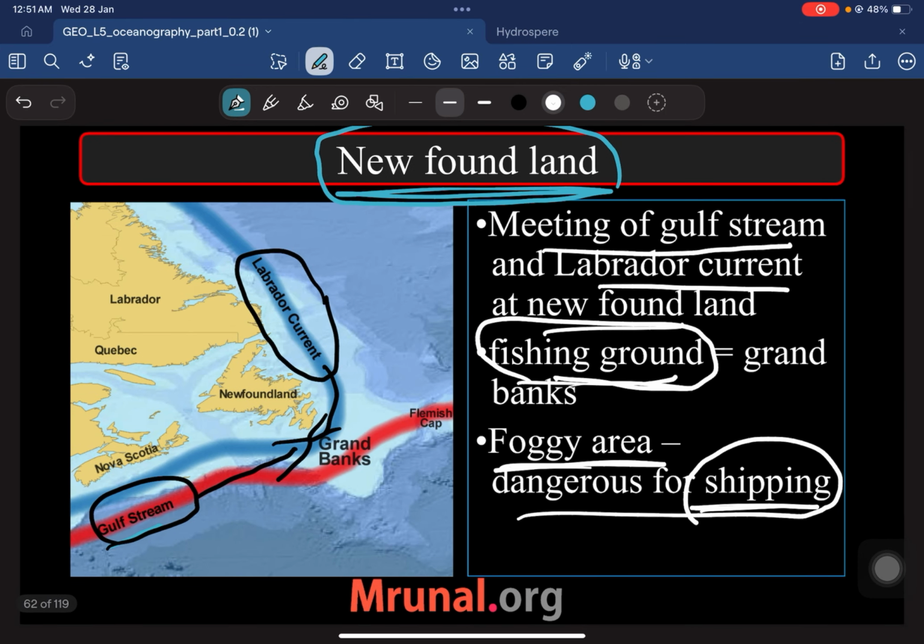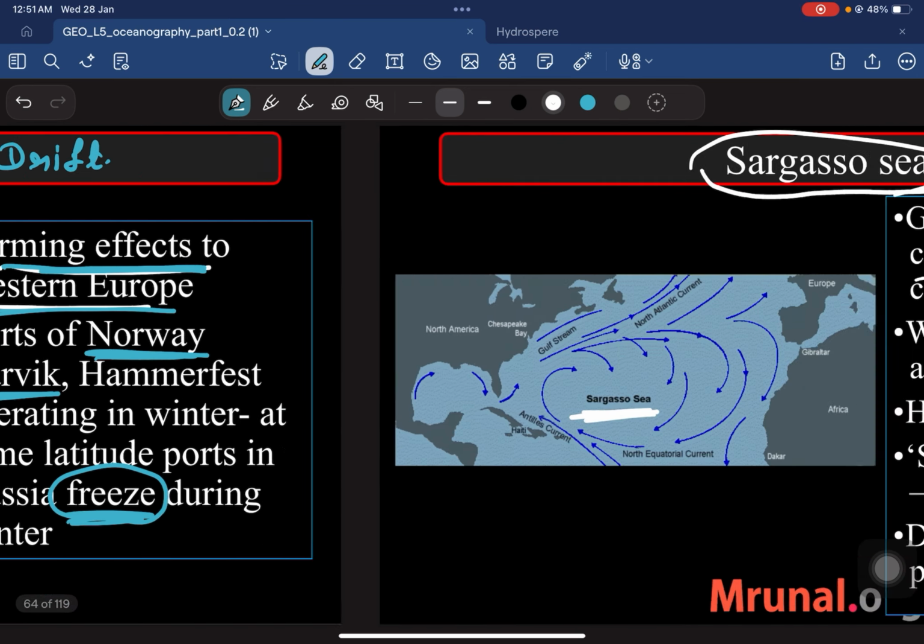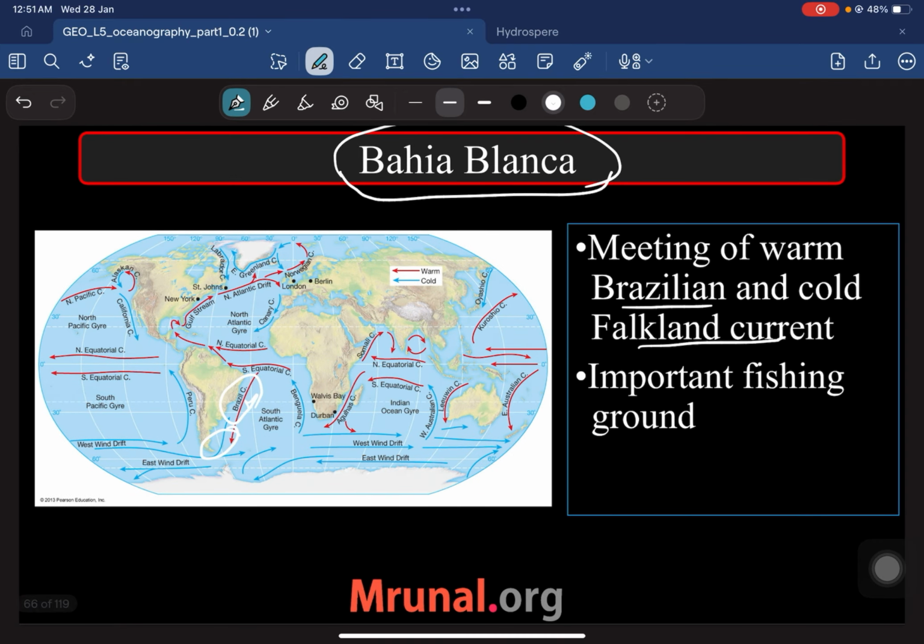Okay, what is the meaning of Newfoundland? Newfoundland is where the warm Gulf Stream will meet the cold Labrador current. It is called Newfoundland. What is the meaning of Bahia Blanca?